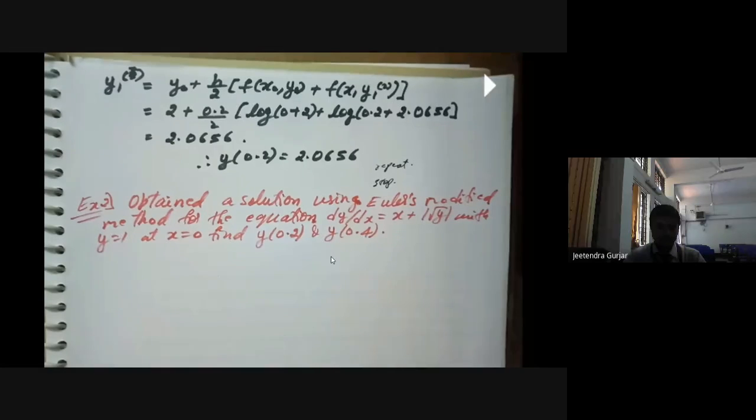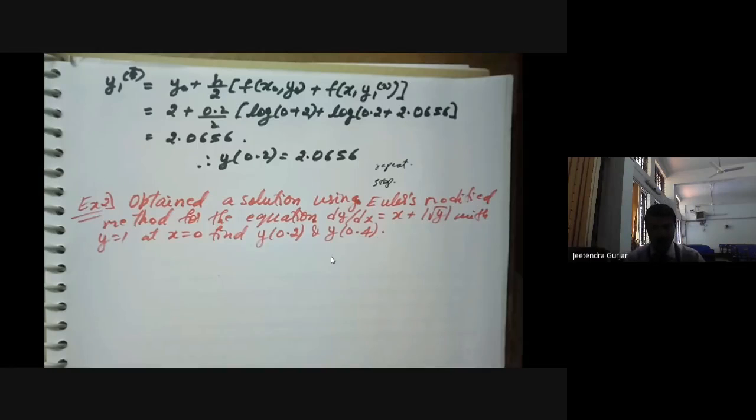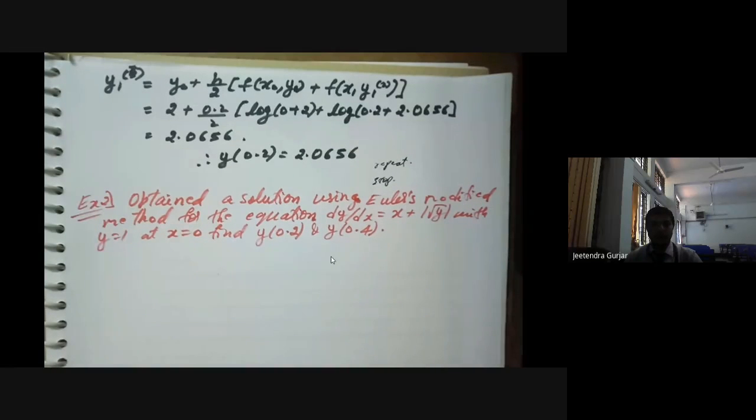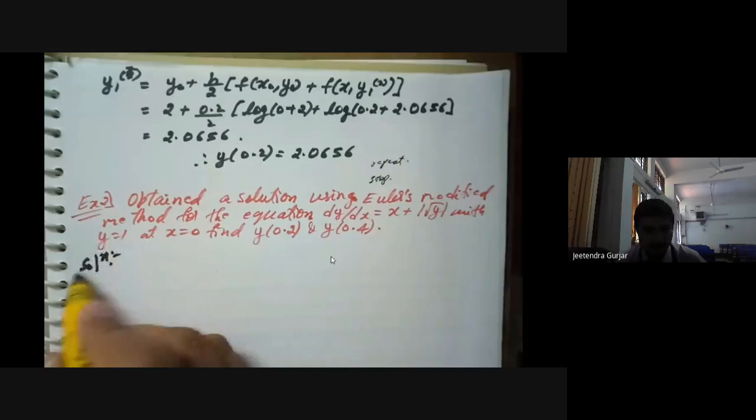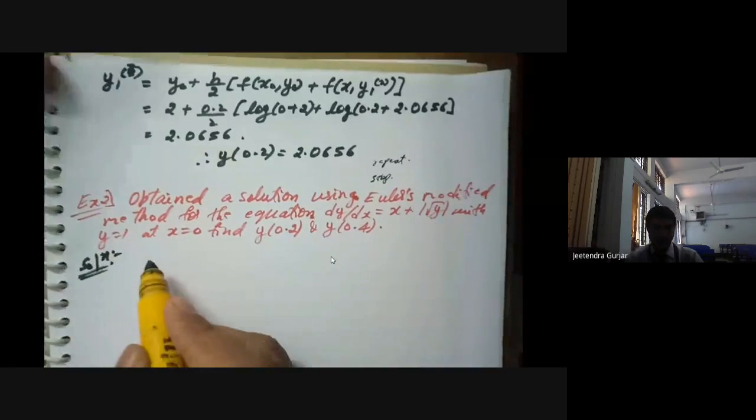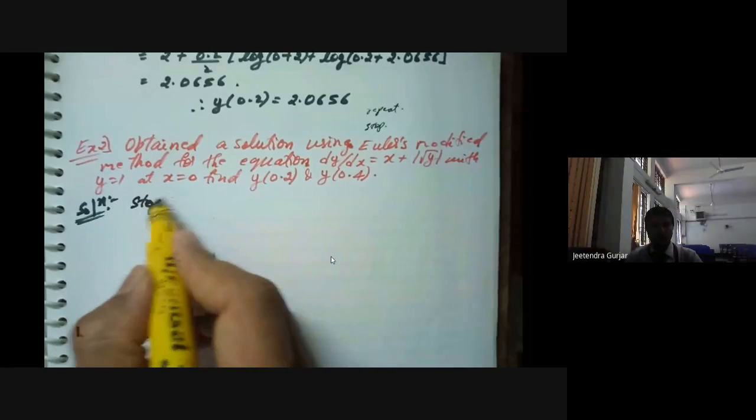So the dy by dx is equal to x plus mod of root y, right? Yes, correct. Okay. It is dy by dx is equal to x plus mod of root y. So I'll just read the question now. Example 2: obtain the solution using Euler's modified method for the equation dy by dx is equal to x plus mod of root y, with y is equal to 1 at x is equal to 0, find y 0.2 and y 0.4.